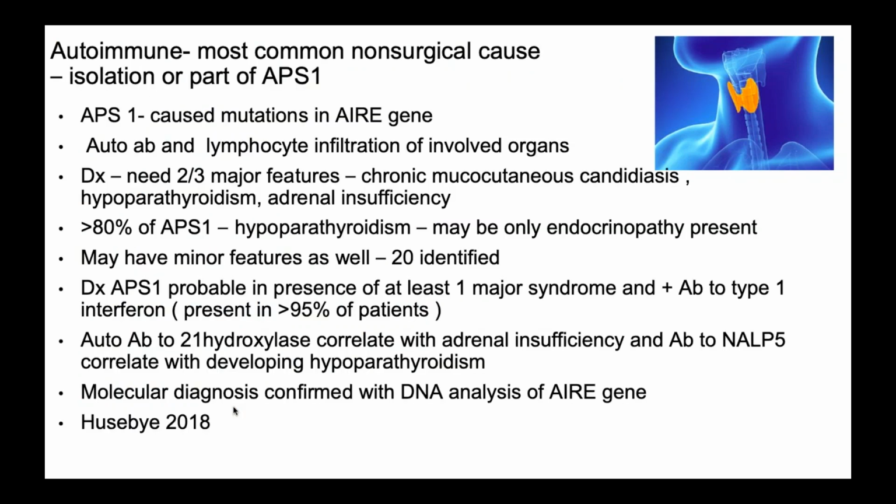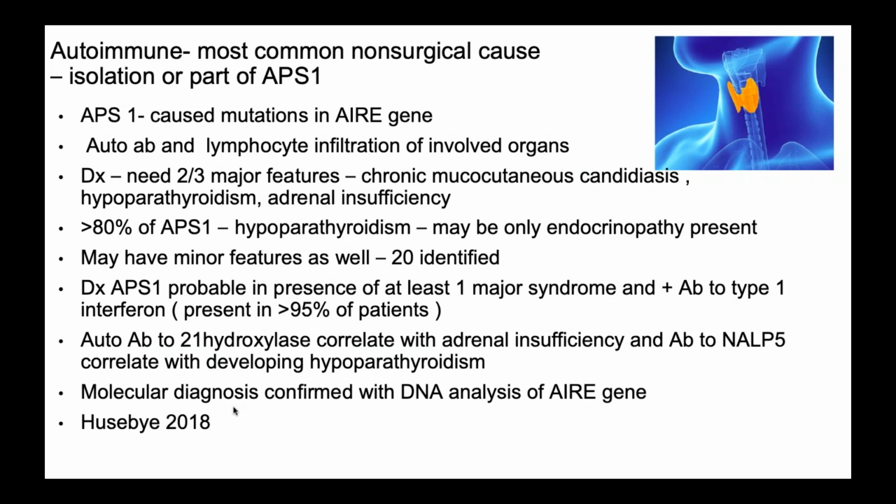There was a very nice paper in the New England Journal of Medicine by Dr. Husebye in 2018, which summarized APS1. As we've mentioned, we need 2 out of the 3 major features. Chronic mucocutaneous candidiasis is usually the first feature which is present, and this can unfortunately increase the risk of squamous cell cancer involving the oral mucosa or the esophagus.